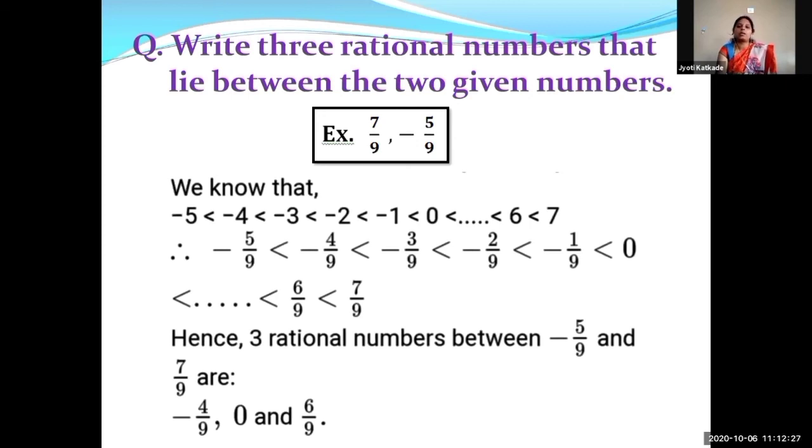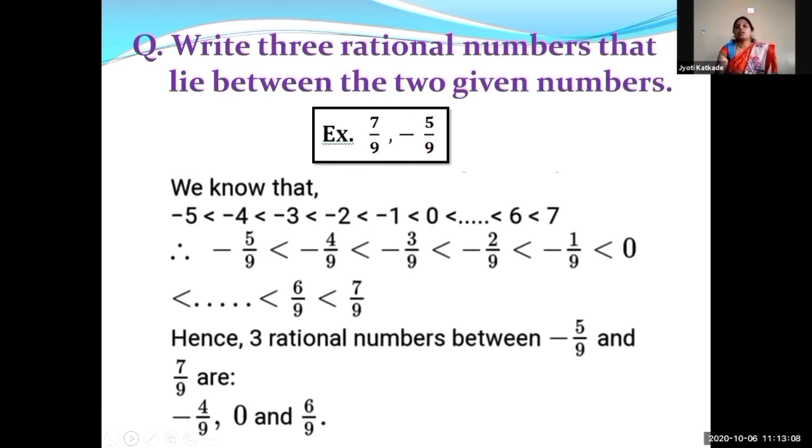Which numbers are there? -4 upon 9, -3 upon 9, -2 upon 9, -1 upon 9, then 0, then 1 upon 9, 2 upon 9. In this way, up to 6 upon 9. These numbers are in between 7 upon 9 and -5 upon 9. In the question, we are asked only 3 numbers which are in between 7 upon 9 and -5 upon 9. So you can write any 3 numbers from these. I have written -4 upon 9, 0 upon 9 and 6 upon 9.